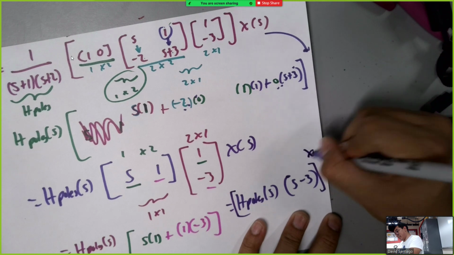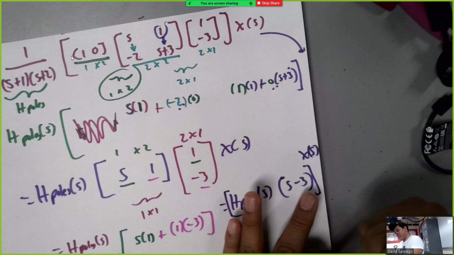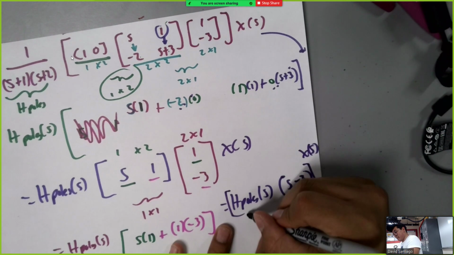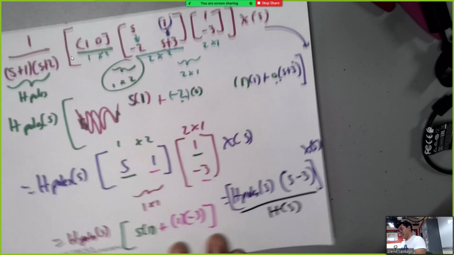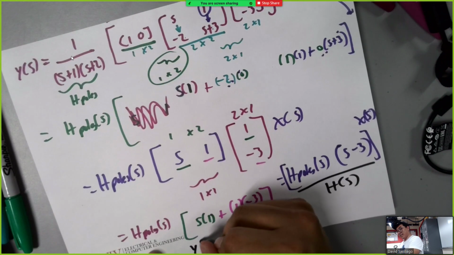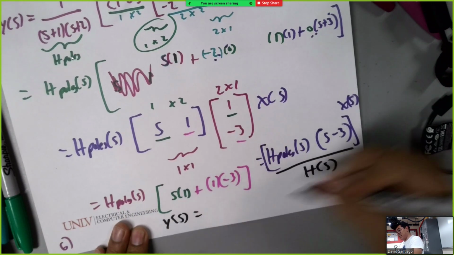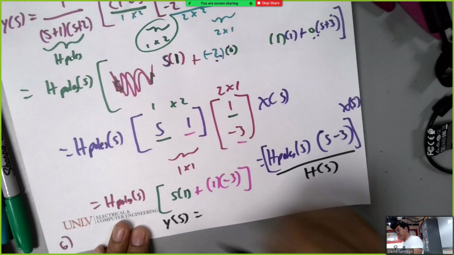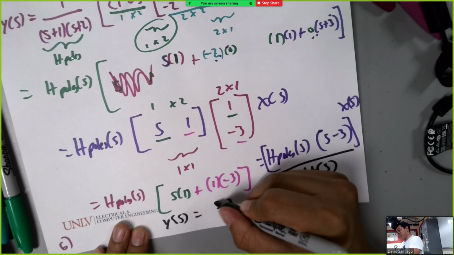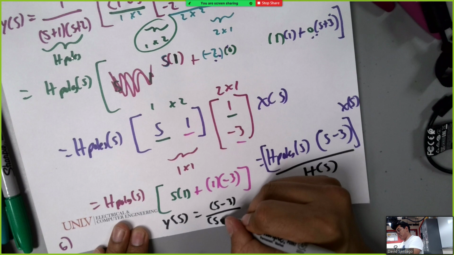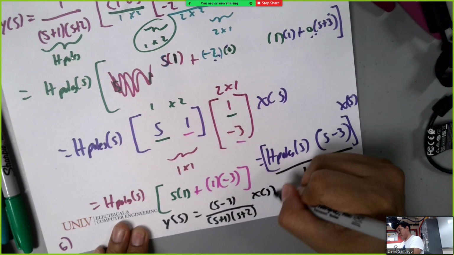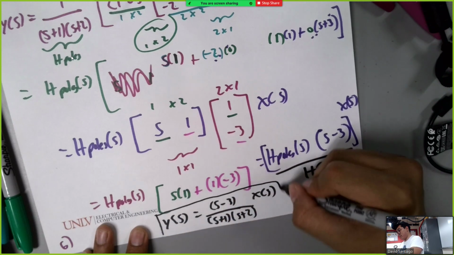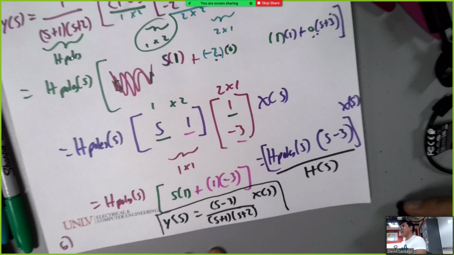And then x of s, because this entire thing right here is h of s. Okay? And that means y of s is equal to h of s times x of s. You're going to get s minus 3 over s plus 1, s plus 2, times x of s. Okay? And now, what is the impulse response?